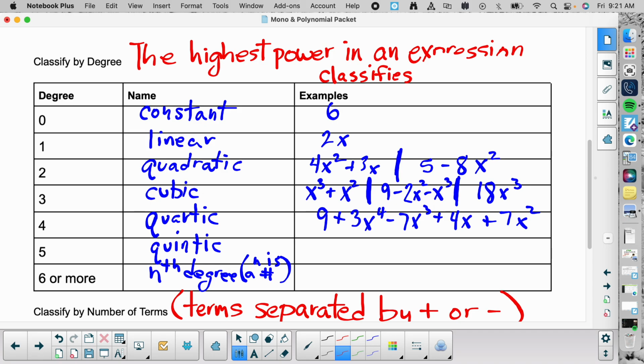So, when you name an expression, there are two different names. One name says the highest power, one name says how many things there are, how many terms there are. Okay, that's it for today. So the highest power, highest power classifies as degree.